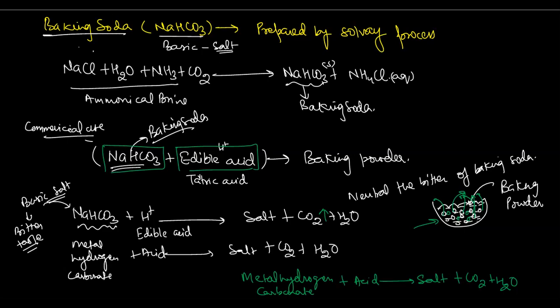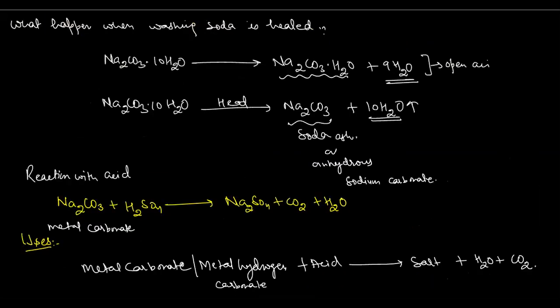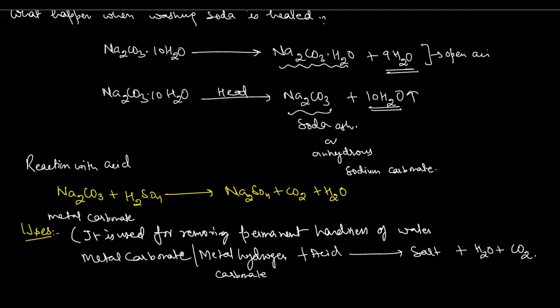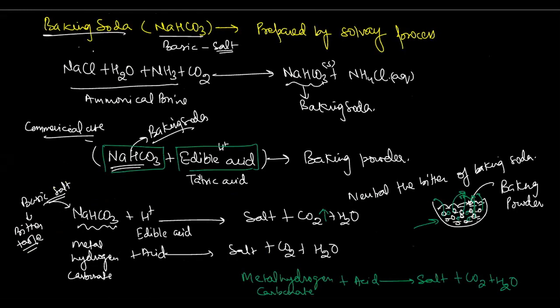Okay, what are the uses of washing soda? If we talk about uses, you can study them from the NCERT. The main use, which is repeated very often, is that the most important use of this one is removing the permanent hardness of water. Beta, this is used for removing the permanent hardness of water. Washing soda is used to remove the permanent hardness of water.